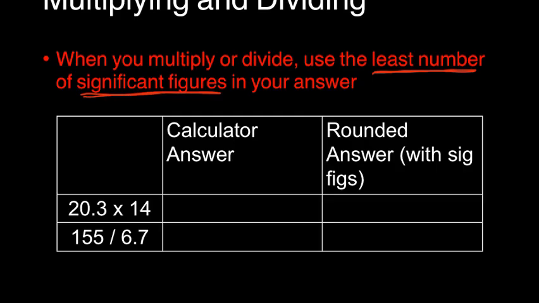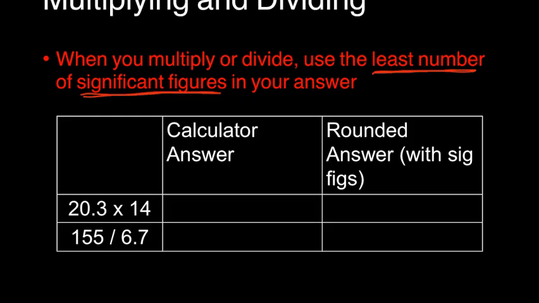With that, let's do a couple examples. We've got 20.3 times 14. We plug this into our calculator, and after plugging it in, we end up with, for our first answer, 284.2.